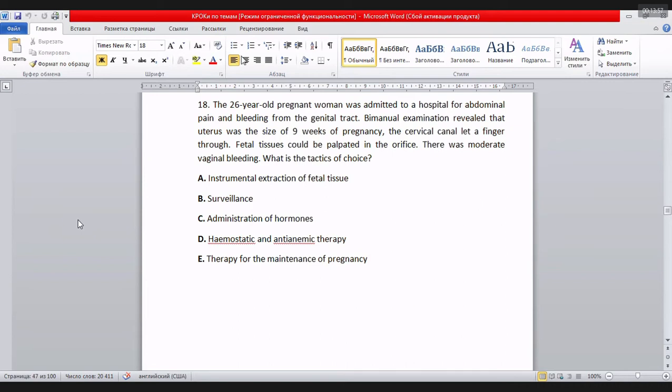Again, what do we have here, guys? Abortion in progress, yes, because the cervical canal let a finger through and fetal tissues could be palpated in the orifice, they mean the cervical os. Of course, we need to perform instrumental extraction of the fetal tissues, or maybe they write you here curettage of the uterus. It's also a right answer. Other points are at all impossible in these cases.